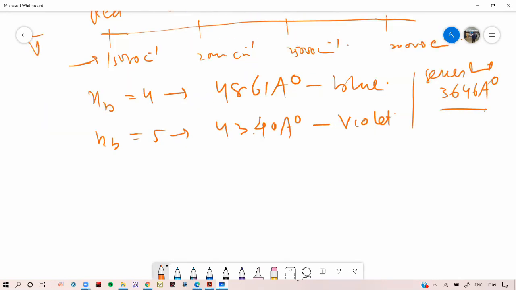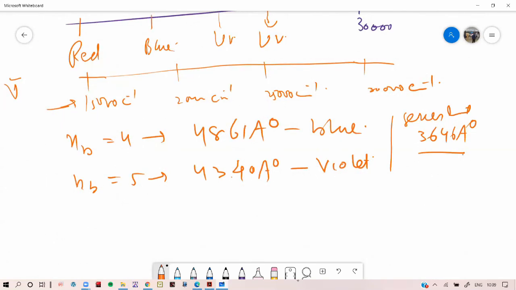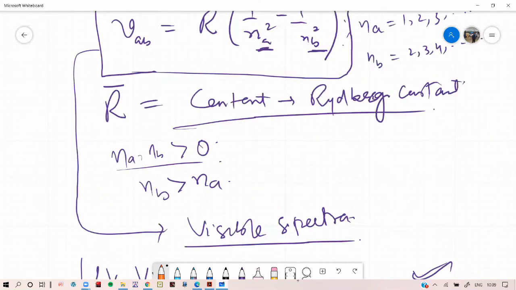सर ये सीरीज लिमिट क्या होता है? Series limit होता है that the particular series has a last line at this particular value of wavelength. Last line.